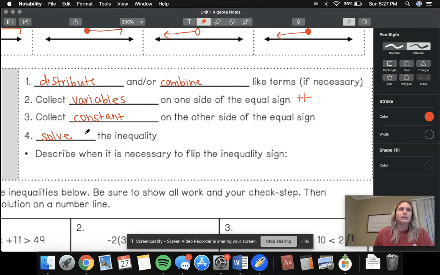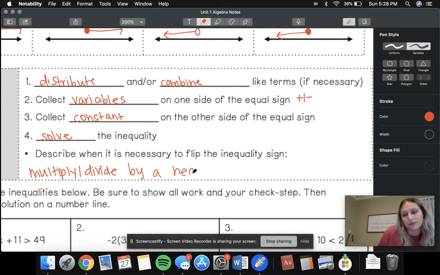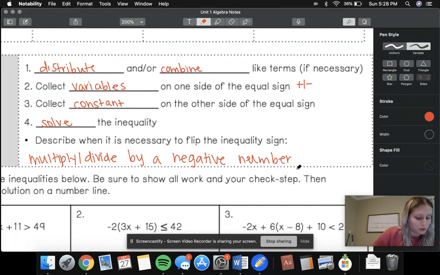So back in 6th grade and in 7th grade, you guys learned that when you multiply or divide by a negative number, then you have to flip the symbol when we're solving. All right, so we will keep that in mind as we are doing some of these problems. Some of them you will not have to flip. Some of them you will have to flip.